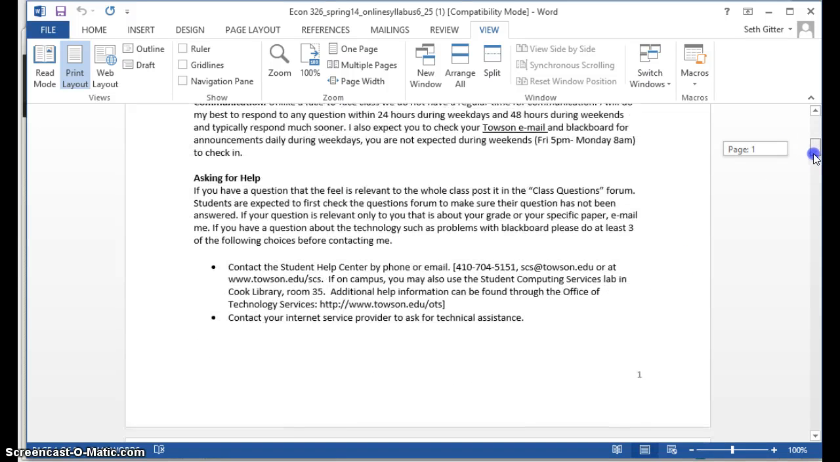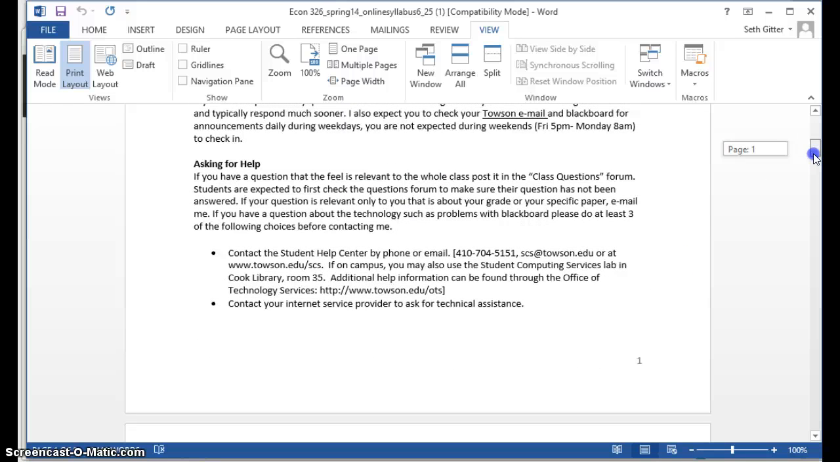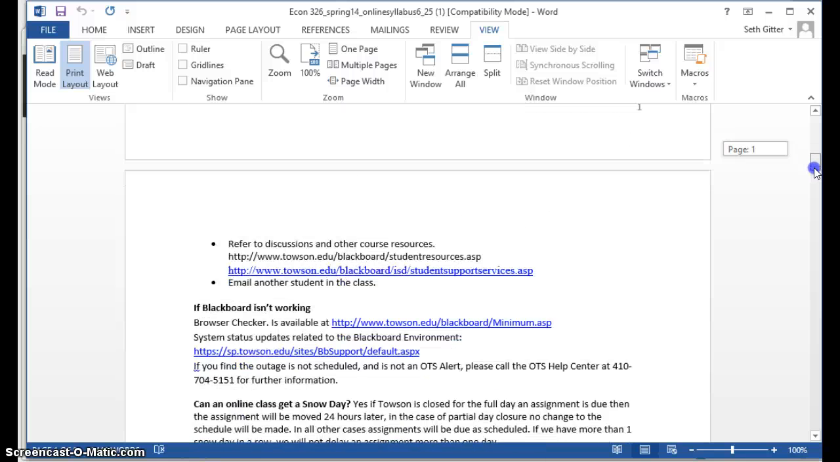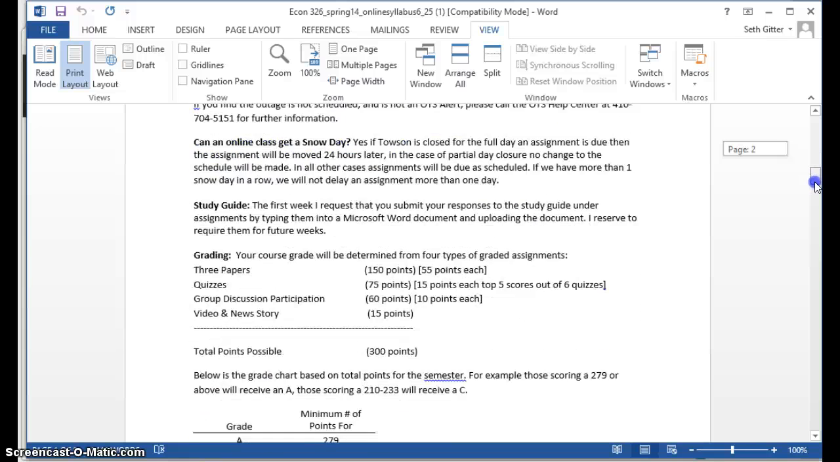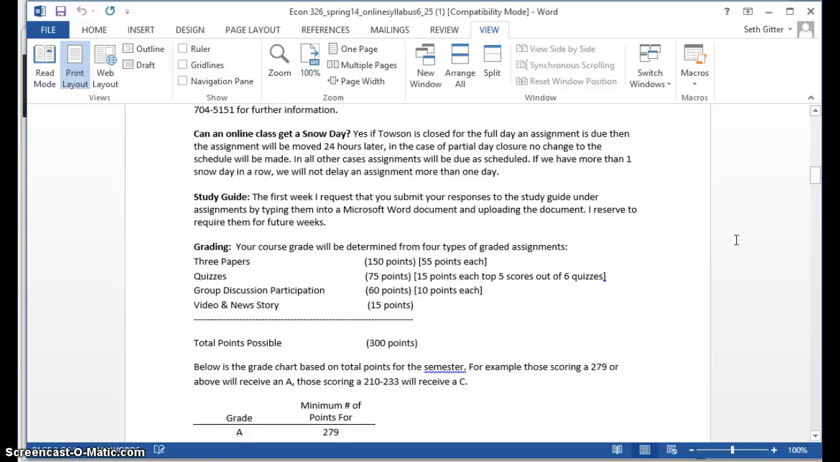The other thing I would ask, if you're trying to look for help, you can contact the Student Center. You can contact your internet service provider if you think it's something screwy with your internet, or if Blackboard is not working. The other thing you might think about: is there a snow day possibility in this class? Yes. If there's a snow day at Towson, I'll just delay the assignments for 24 hours. That way, like today, you can go out and enjoy the snow.